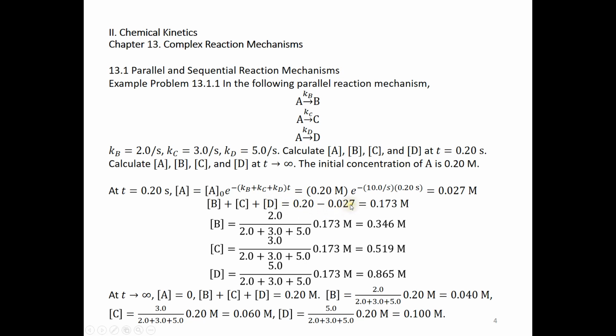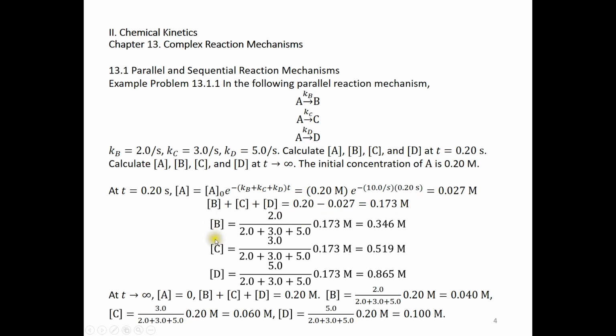Why is that? Well, the sum of the concentrations of all these four species should be a constant, and in this case the sum should be 0.2 molar. So we're using 0.2 molar minus the concentration of A. We get the sum of B, C, D, 0.173.